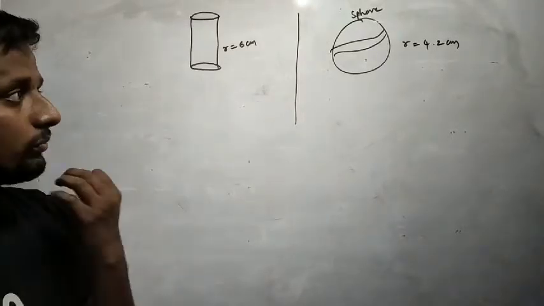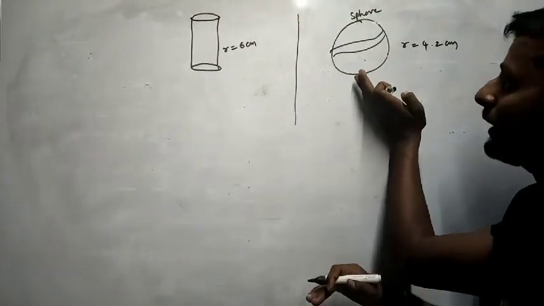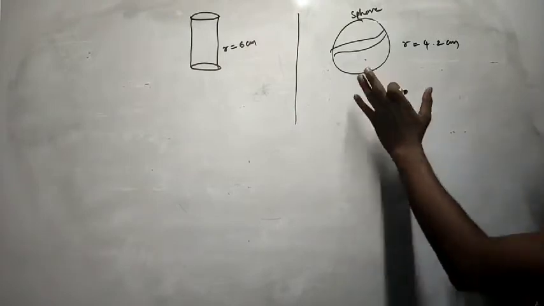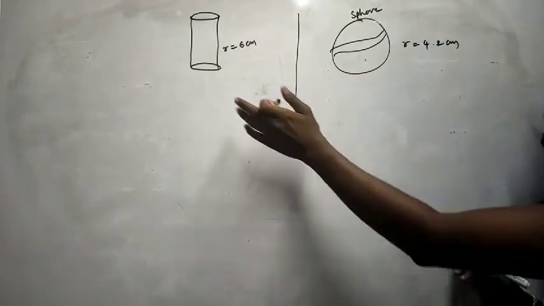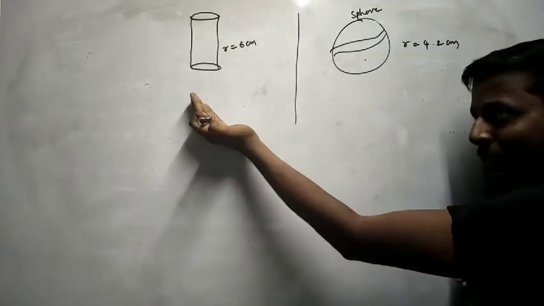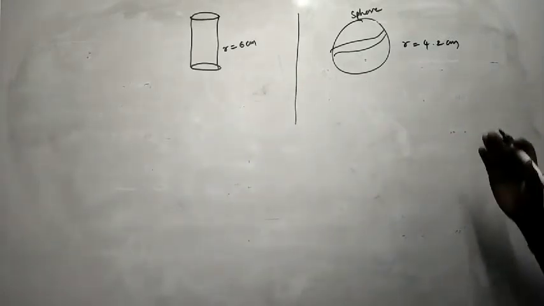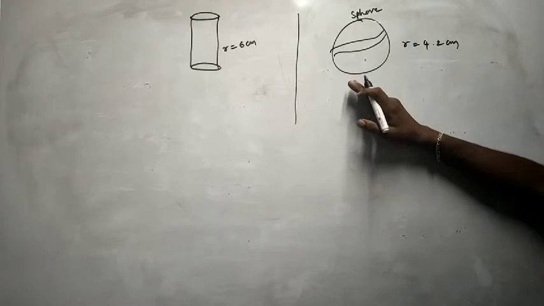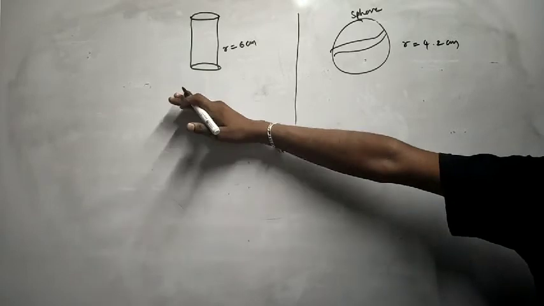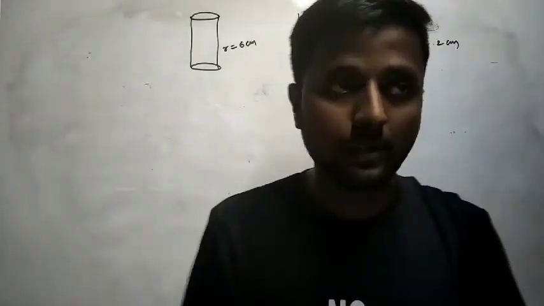So what I want to say clearly: if you are melting a figure and converting it into another one, we have to remember one thing: the volume of the old figure is equal to the volume of the new figure, because the sphere has melted and converted into cylinder form. So simply I can say volume of sphere is equal to volume of cylinder. Volume of a sphere formula is 4 by 3 pi r cube. Volume of the cylinder formula is pi r square h. Okay, right? So we'll substitute it.